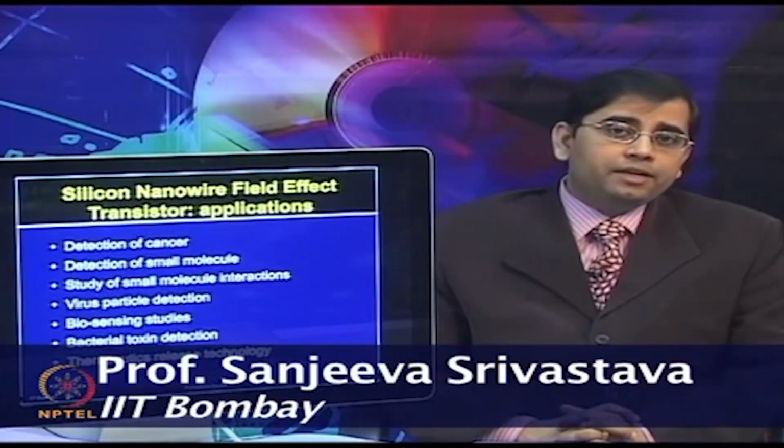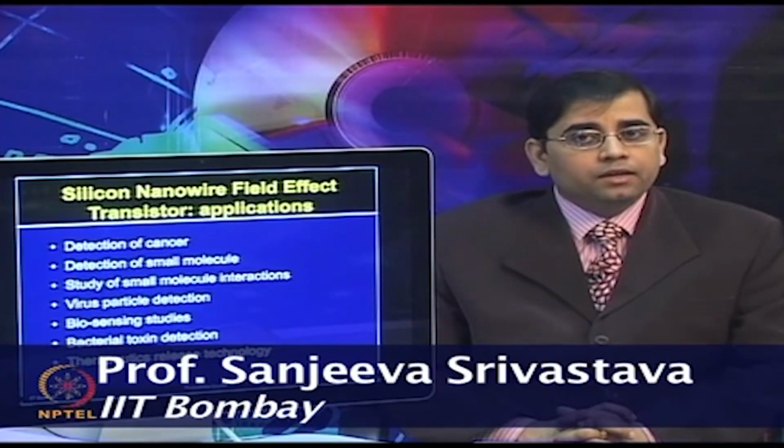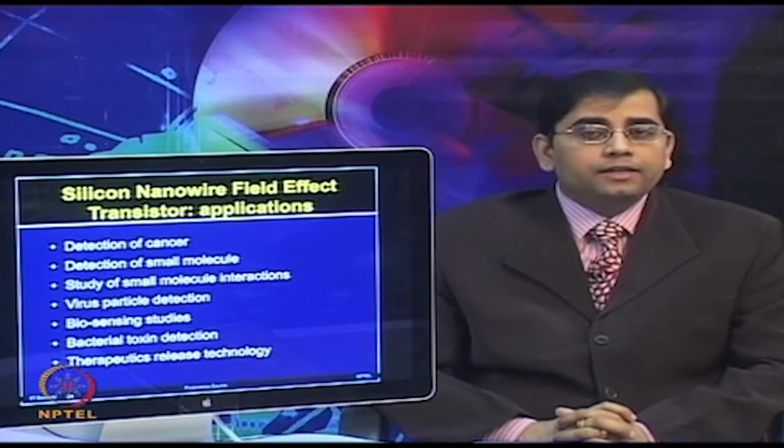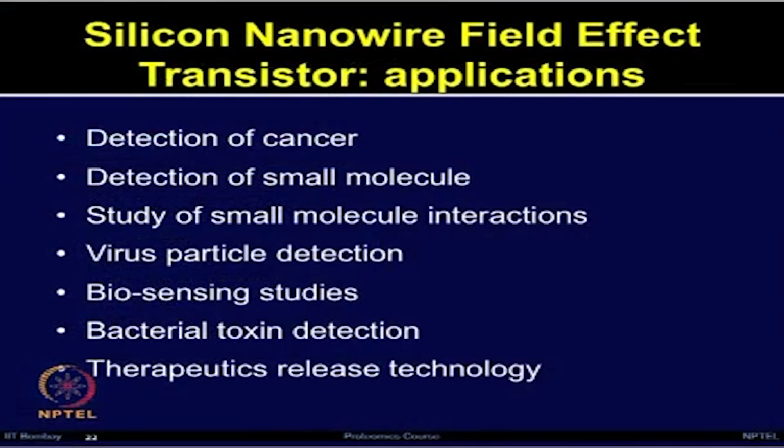Despite some of the challenges, some of the demerits of silicon nanowire field effect transistors, they have been applied for various types of studies in the proteomics area, including detection of cancer, detection of small molecules, studying small molecular interactions, detection of virus particles. Different types of biosensing studies have also been performed, and similar to virus particle detection, different types of bacterial toxin detection have also been tested by using this technique. So, overall many therapeutics based studies have shown the potential of silicon nanowire field effect transistors, which can be applied well for cancer biomarkers as well as other diseases.